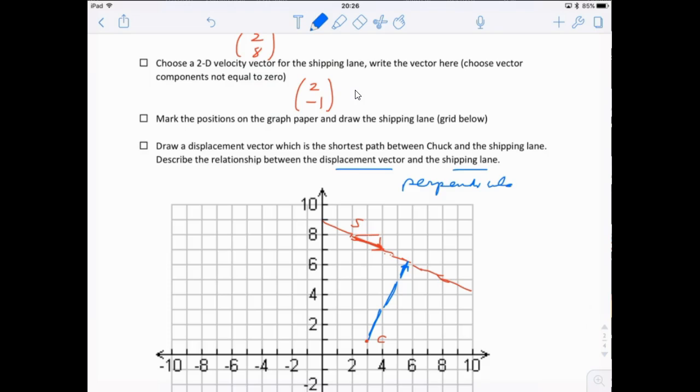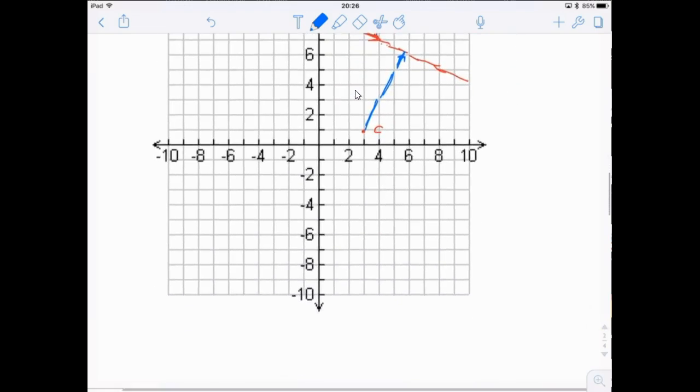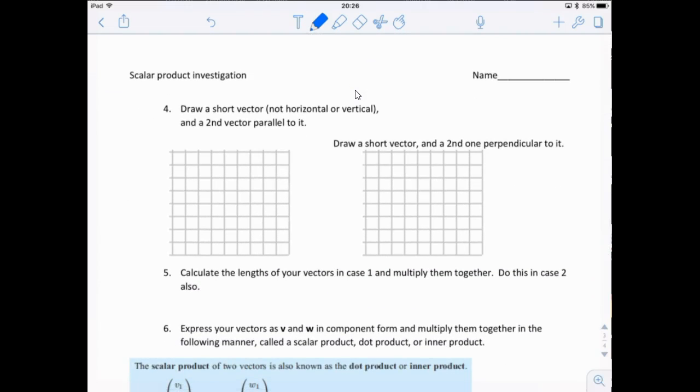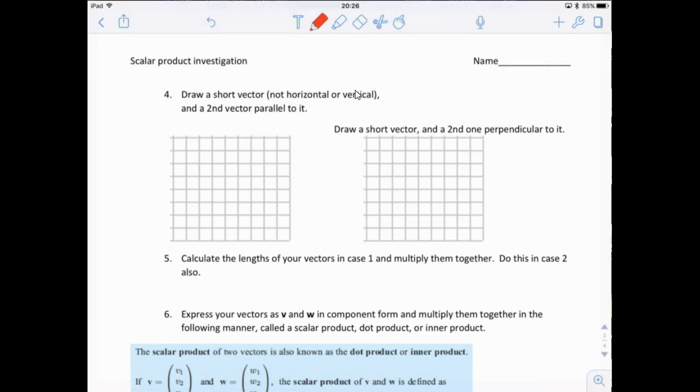Okay? All right. Now we're going to move on. We're going to come back to Castaway at the very end of the investigation. So we're going to draw a short vector and a second vector that's parallel to it. Okay, and so I'm going to draw a vector here that is 2, 1. Okay, and then I'm going to draw another vector which is parallel to it, but maybe a different length. Okay, so there's this vector and there's this vector.